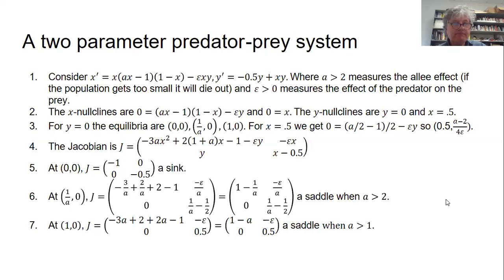Okay, so we can figure out what the Jacobian is again. Again, at (0, 0), we plug in, we get a diagonal matrix, but this time the eigenvalues are negative. Okay, and so that tells us that the origin is actually a sink.